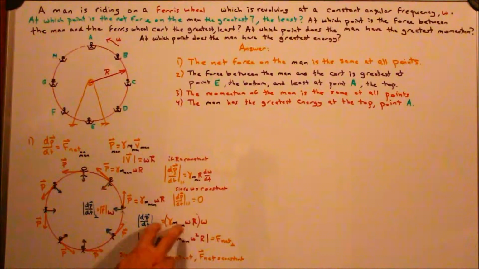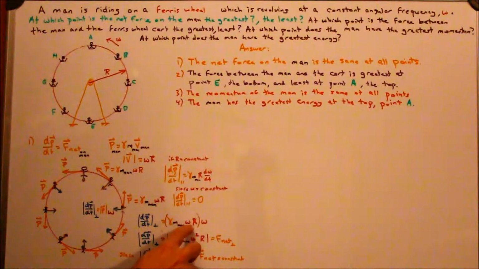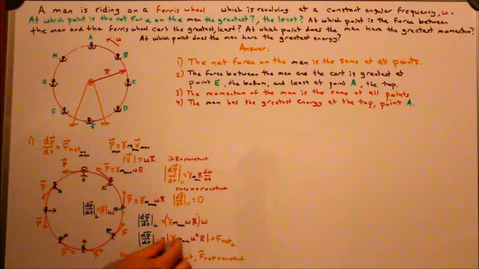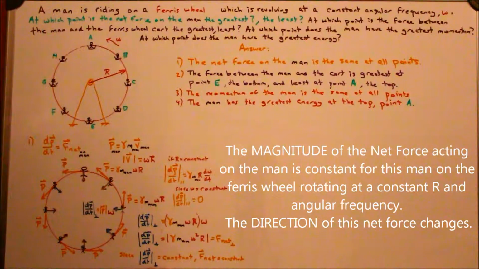It's the magnitude of the momentum, gamma, mass of the man, omega r, times omega. So therefore it's gamma m omega squared r. And this is the change of momentum, which is the net force. And since omega is constant, r is constant, and mass of the man is constant, it's a constant, therefore the net force on the man is constant.